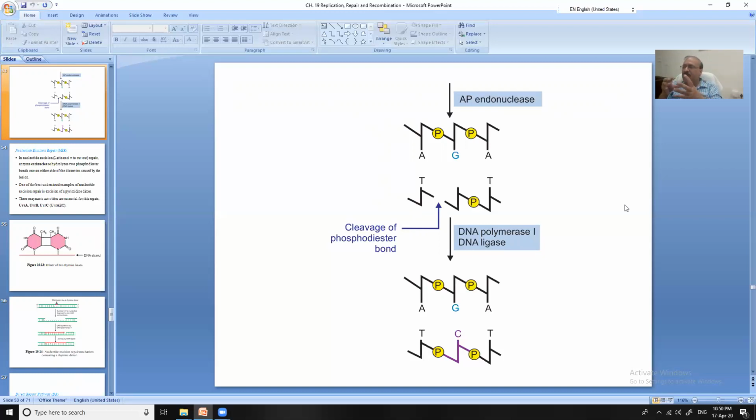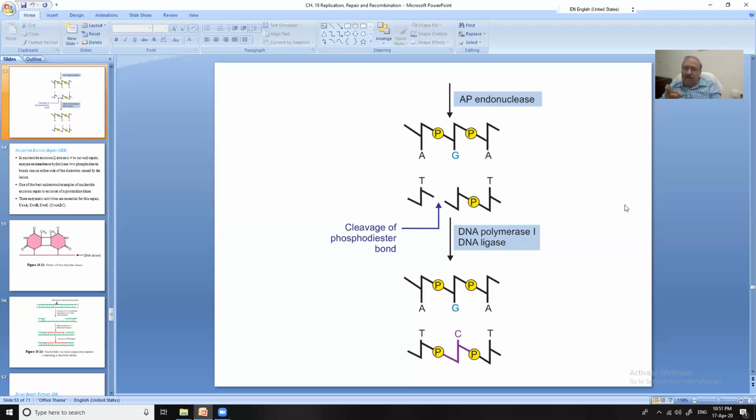So what does it mean? If I am telling you that uracil has been removed, what does it mean? That uracil as well as a deoxyribose sugar, a fragment, a nucleotide, a full nucleotide is removed by the breakage of phosphodiester bond.